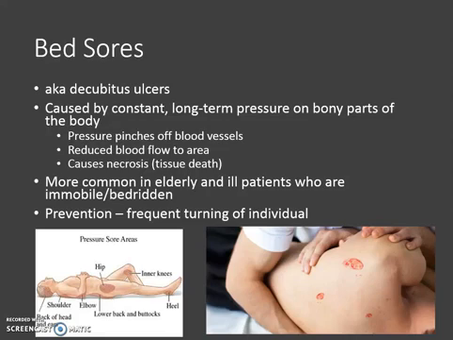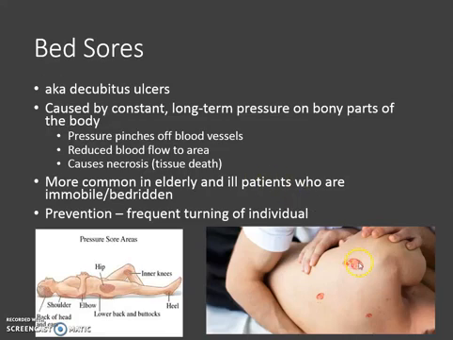So it's actually fairly simple to prevent bed sores. Someone who is bedridden, typically a caregiver will go in and adjust their body position fairly often. That helps to prevent the prolonged lack of blood flow to a certain area. That being said, if a caregiver is not able to do that very often, they are more likely to form.